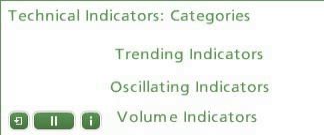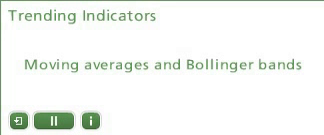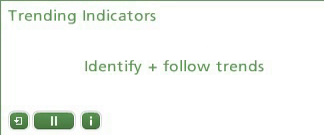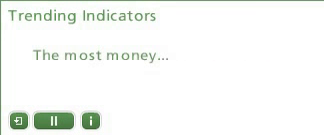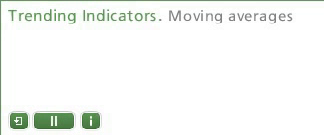In the forex market, information regarding volume is not available, so you only need to focus on trending indicators and oscillating indicators here. Let's start by looking at trending indicators. Trending indicators, like moving averages and Bollinger Bands, identify and follow the trend of a currency pair. Learning to interpret trending indicators can help improve your trading results because forex traders make the most money when currency pairs are trending. The first and most basic trending indicator is the moving average.